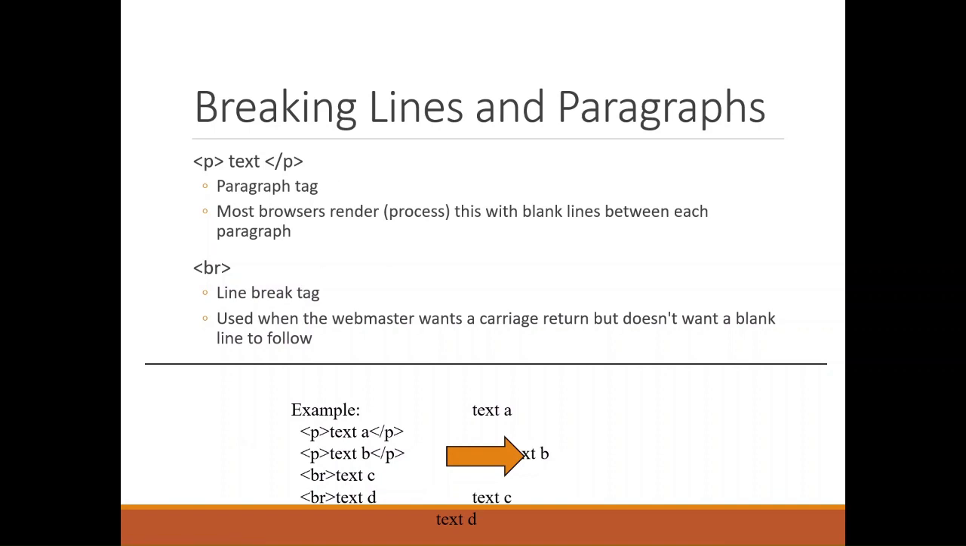Other tags than header tags are your line breaks and paragraphs. The P tag, that is your paragraph tag, is where you write the content in between these two tags, and the lines in between each paragraph are separated. So whenever you write the content, it comes out as a paragraph. Your break tag is used when the webmaster wants a carriage return, that is, it doesn't want a blank line to follow. So it breaks one paragraph from another, and it prints the output in the very next line.